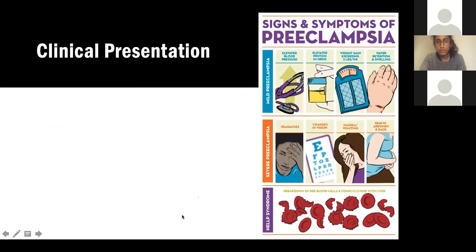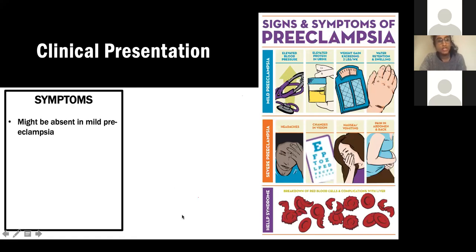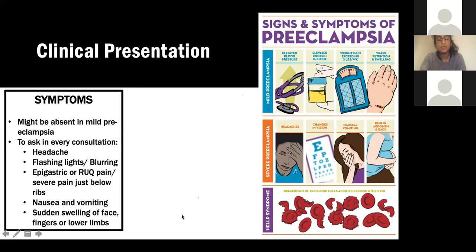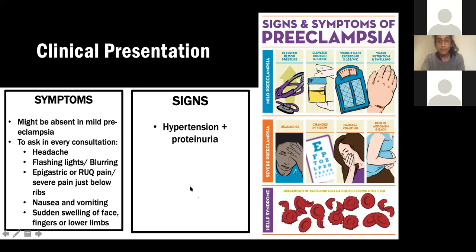So this just shows you some of the clinical features. You might not have any symptoms in mild preeclampsia, but things you want to ask in every consultation are headaches, flashing lights, epigastric pain, nausea, vomiting, sudden swelling of the face, fingers, or lower limbs. On examination, hypertension, proteinuria, epigastric tenderness, brisk reflexes, as someone mentioned, examining the reflexes, which is really good.